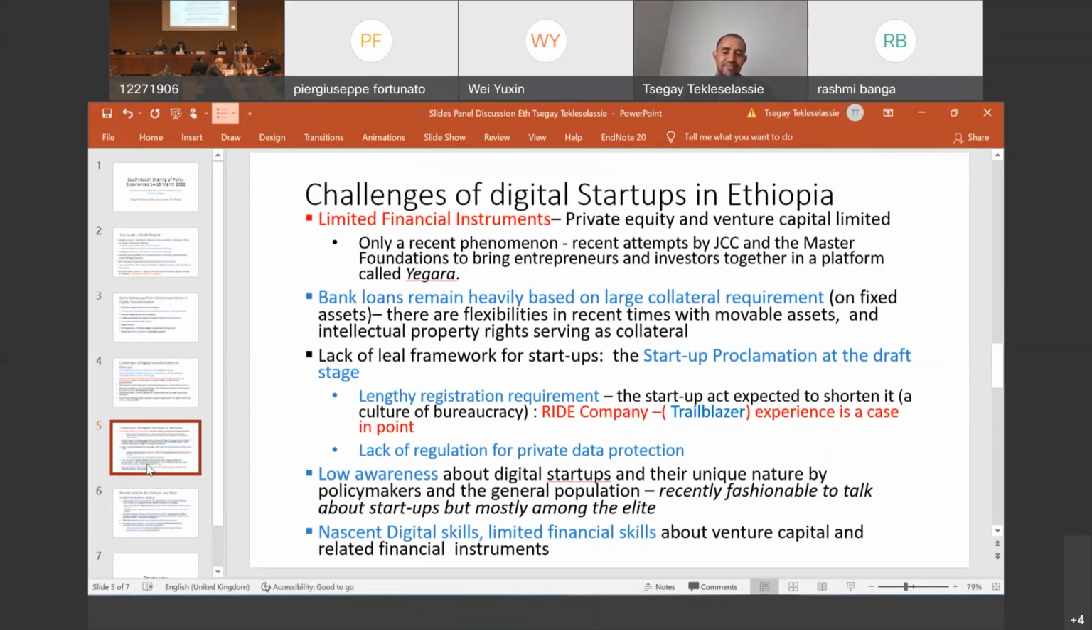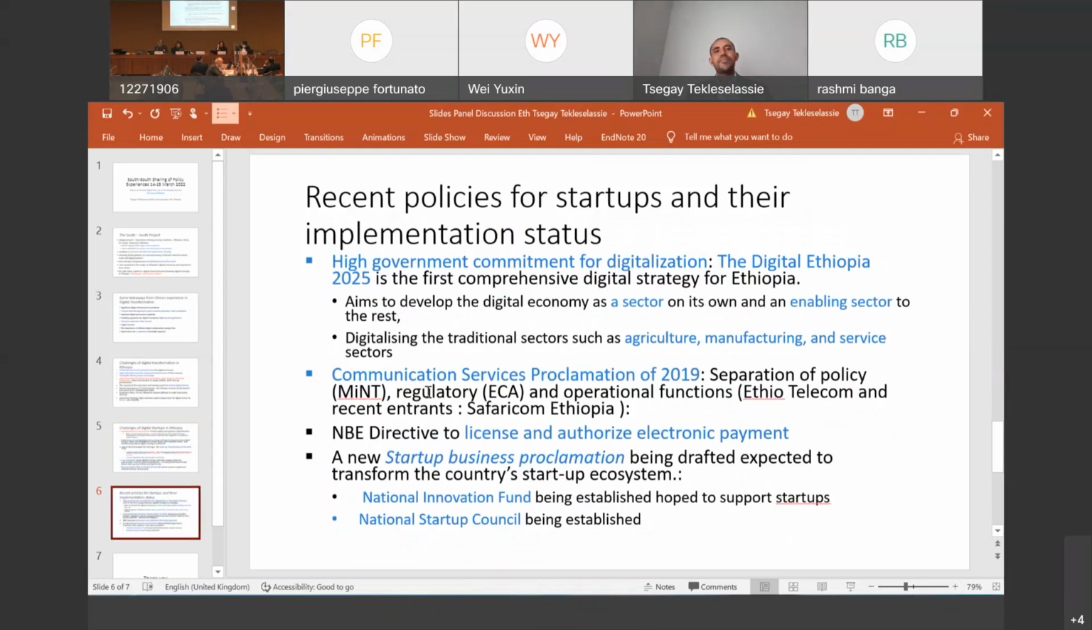As I said earlier, it's very fashionable now to talk about startups in Ethiopia, but it's really around the city of Addis and around young people, diasporas, and educated people. In general, we have very nascent digital skills, as I mentioned earlier as well. There are limited financial skills about venture capital and the different financial instruments. So these are specific challenges for startups in Ethiopia.